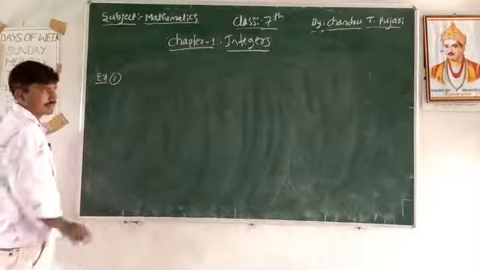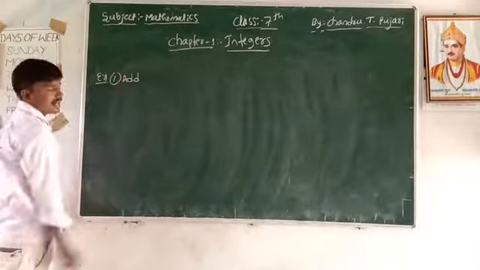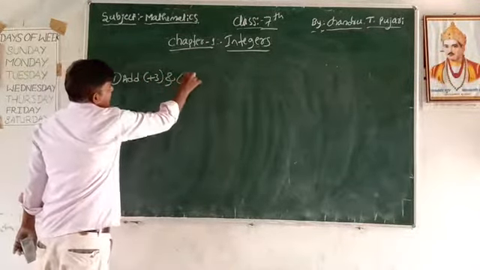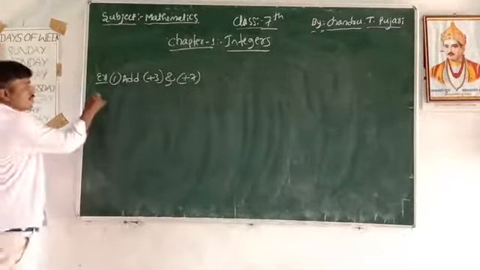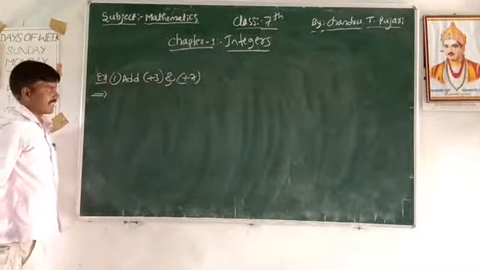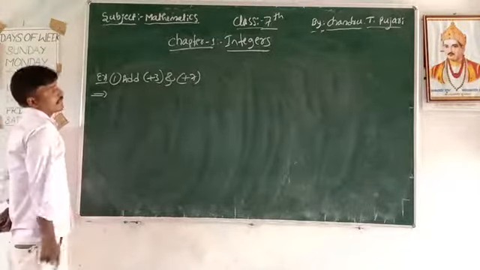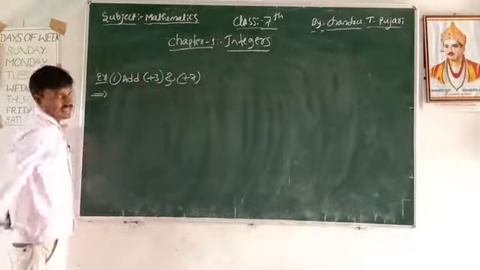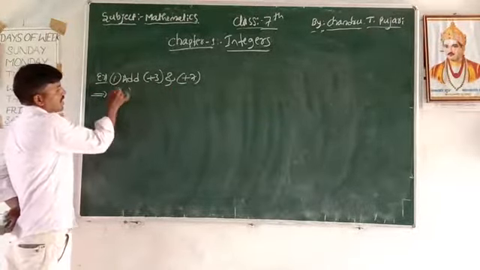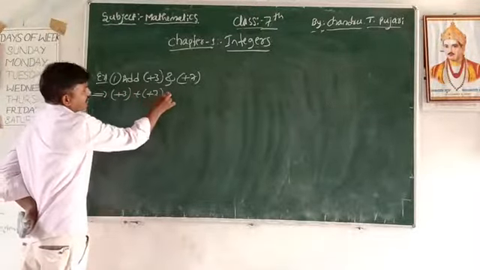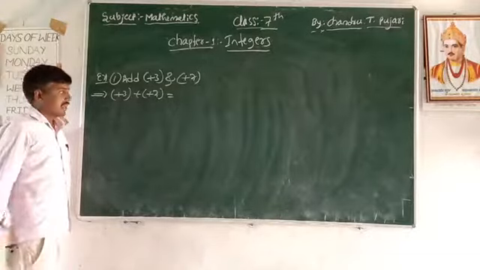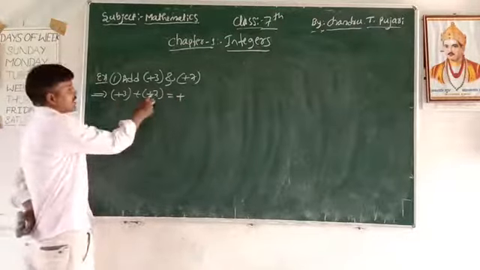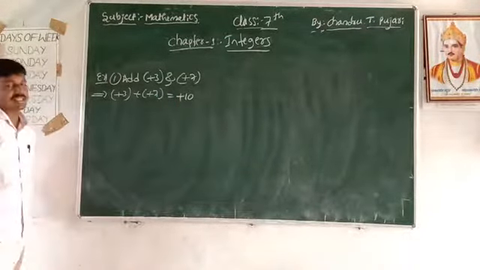Example number 1. Add plus 3 and plus 7. The question is add, and add means addition. Two integers are here, plus 3 and plus 7. Both are positive integers. Our first rule is: addition of any positive integers, the answer is also positive. Therefore, the answer's sign is positive directly. 3 plus 7 is 10.